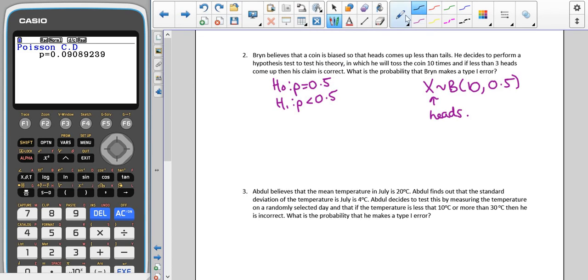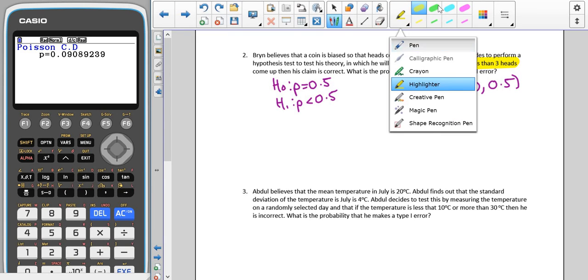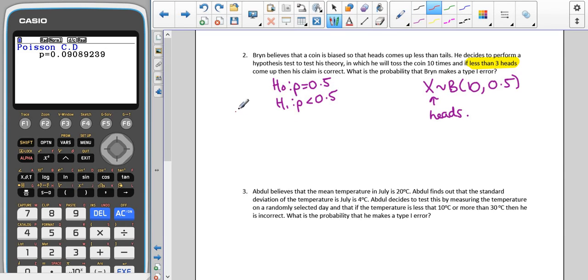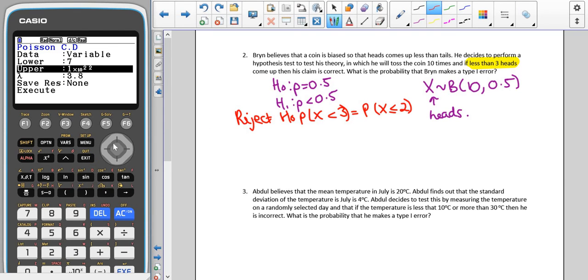So again, it strictly says here, less than 3. So if he got 3, he would still be accepting H naught. So it's less than 3 when we are rejecting H naught. So we are told that we are going to reject H naught when x is less than 3. So we need to find the probability of this. And either one of the calculators that you are using now, we need to change this to the probability that x is less than or equal to 2. So the lowest that we can have is 0. The biggest that we can have is 2.